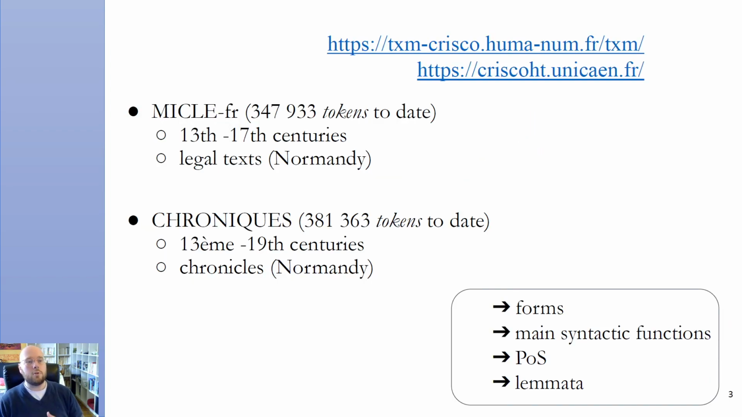The MICLE corpus for the French part and Chronic, accessible via these two URLs at the top of the slide, each have a volume of around 400,000 tokens. They cover a period from the 13th to the 19th century and include legal and historical texts from the Normandy region. The texts have been annotated, making it possible to explore them by word form, syntactic function, part of speech, and lemmata.